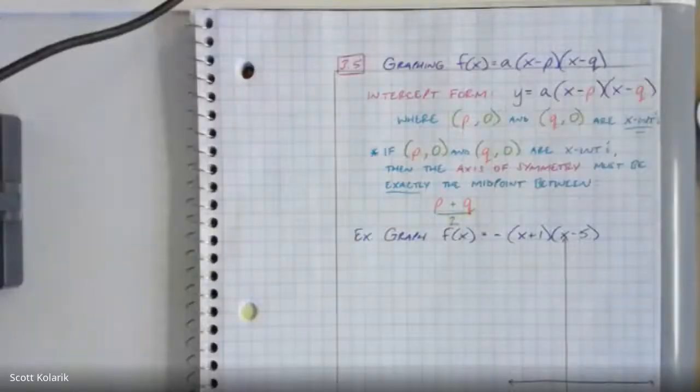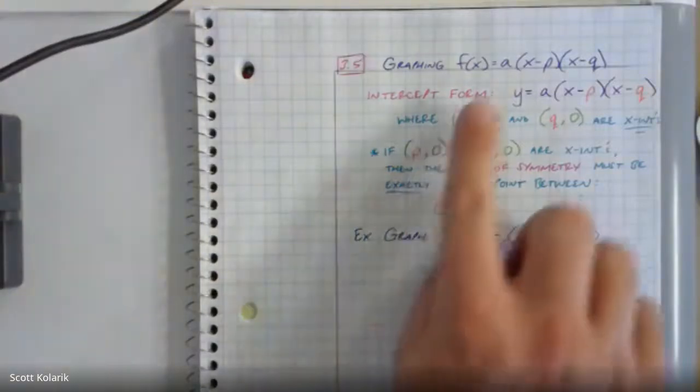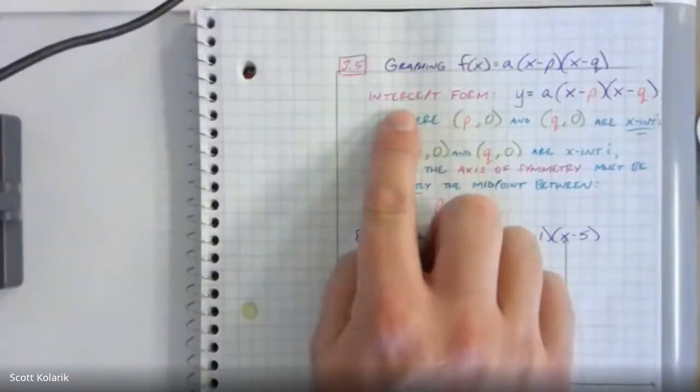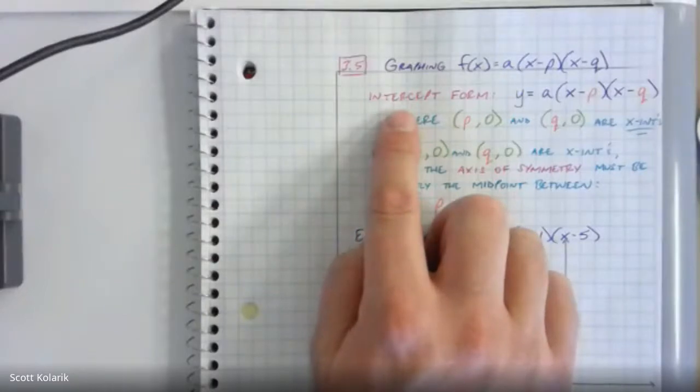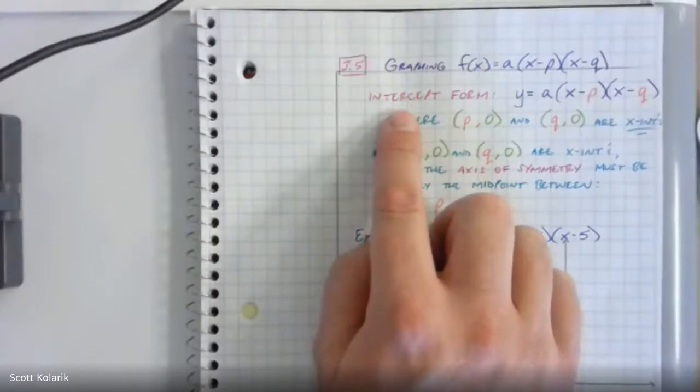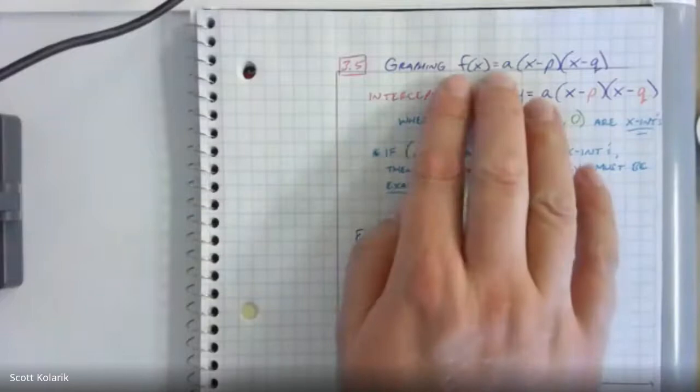There we go. All right, chapter 3, section 5, day 3, the last day of chapter 3 in general. So in chapter 3, section 5, we're dealing with this intercept form. This factored form is another way to describe it, to use the terminology from chapter 2.